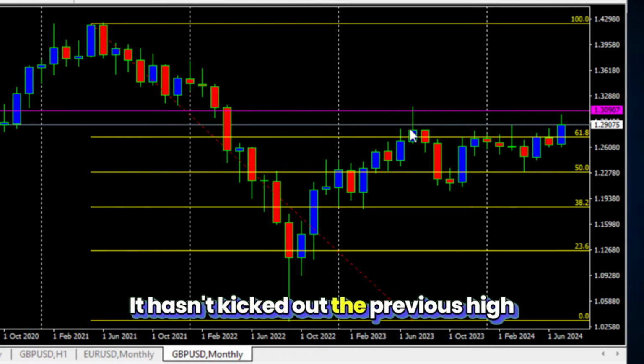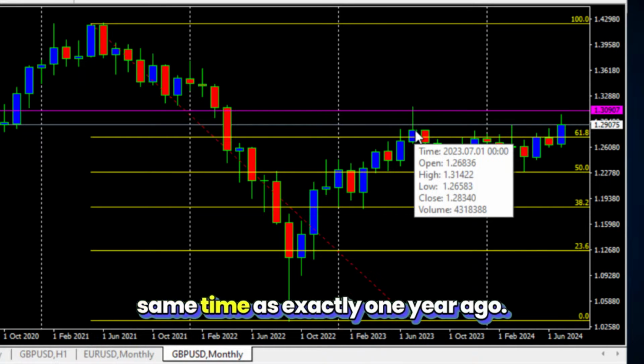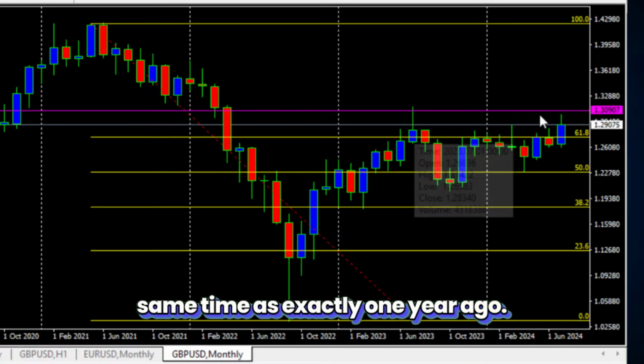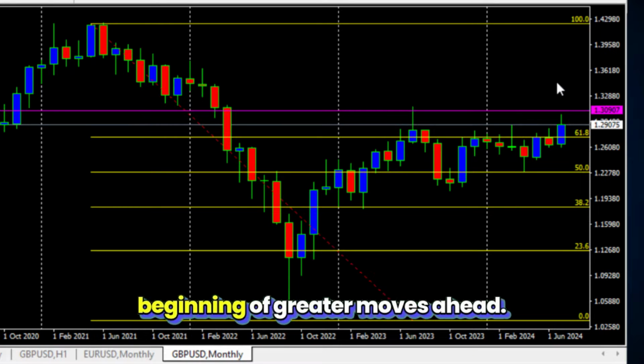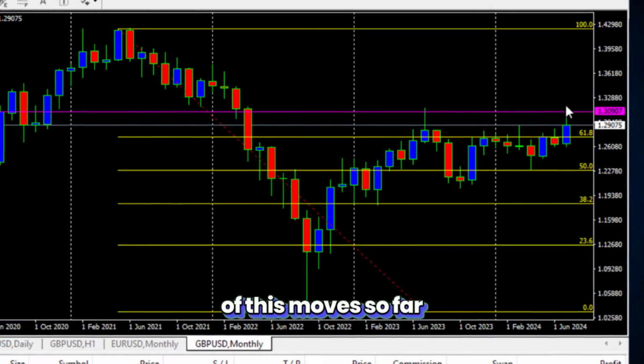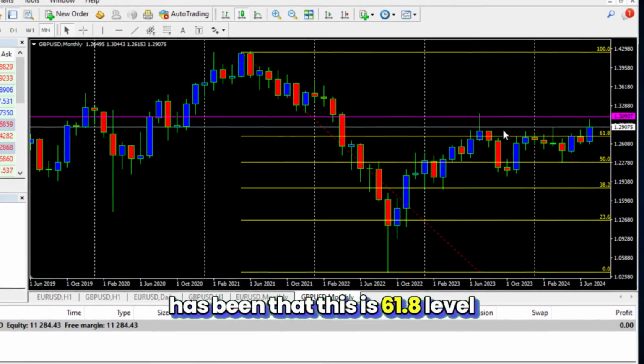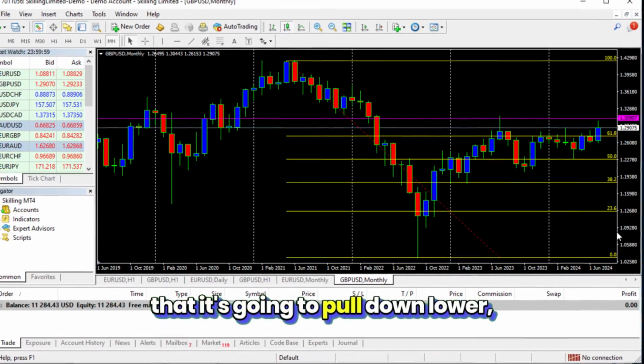It hasn't kicked out the previous high that happened in 2023, just around the same time. That's exactly 1 year ago. But this move may be the beginning of greater moves ahead. Now, my bias about all of this move so far has been that this 61.8 level will hold, and that it's going to pull down lower.